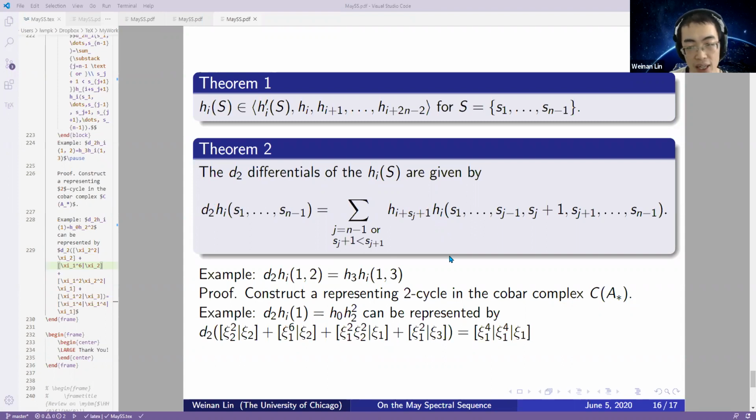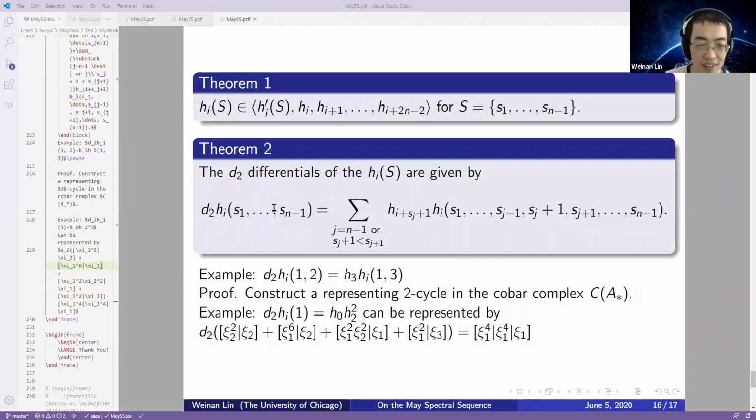But recently I found that the May spectral sequence is still very effective, though people don't quite use it. It's a very effective method. And the difficulty is the labor, that there is a lot of tedious computation.